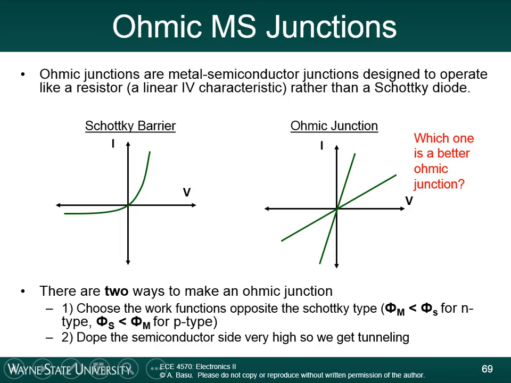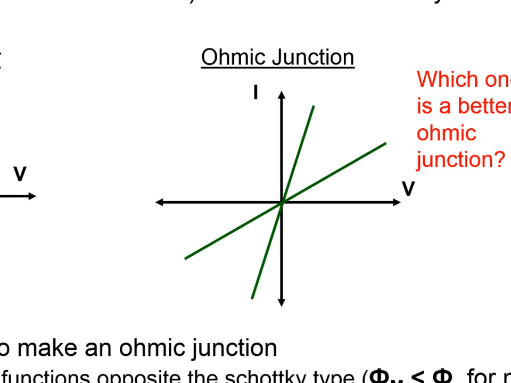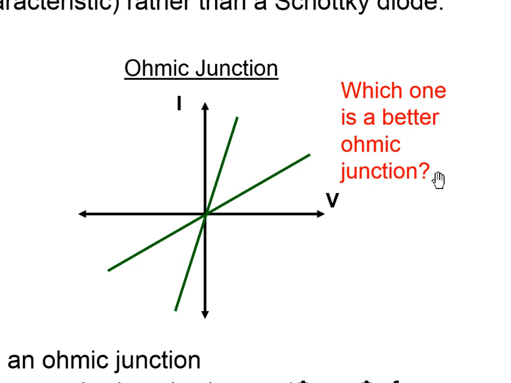So this is the IV characteristic for a diode and a Schottky barrier. This is the IV characteristic for an ohmic junction. You'll notice that this looks like it's just the IV characteristic for a resistor, right? So let's say these were two IV characteristics. This is one line, and this is the next line. Which is a better ohmic junction of these two lines?